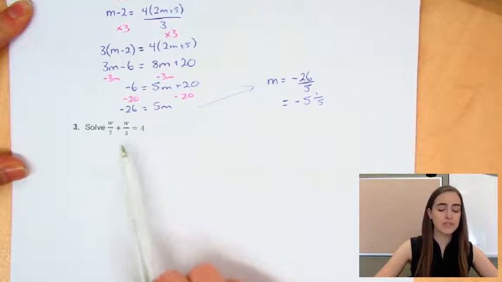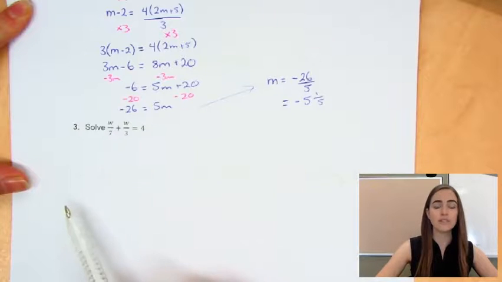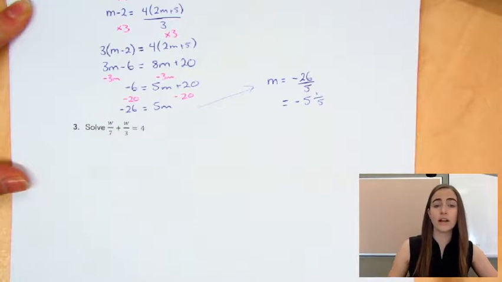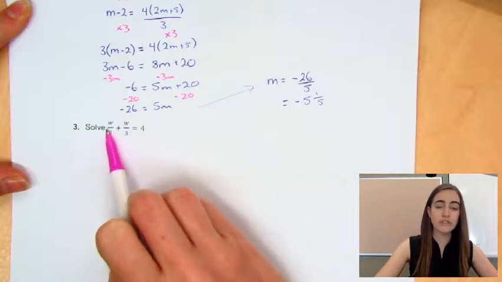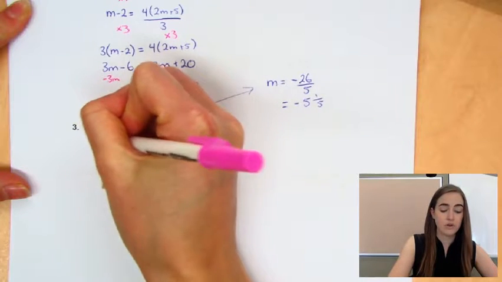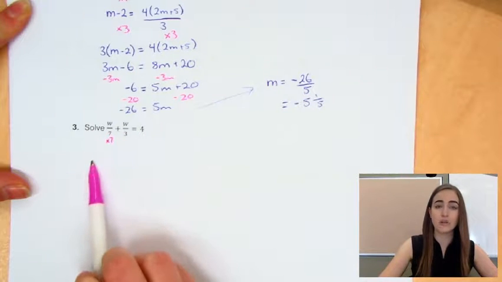Right, our last example is this one here. So we've got solve w over 7 plus w over 3 equals 4. So again, we've got two fractions. So let's get rid of them one at a time. So if we're going to get rid of this divided by 7, that means we're going to have to multiply by 7. But it's really important that we multiply every single term by 7. So we're going to multiply by 7 here to get rid of that 7 in the denominator.